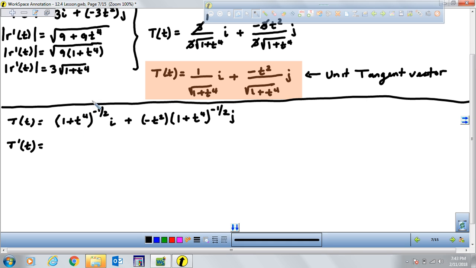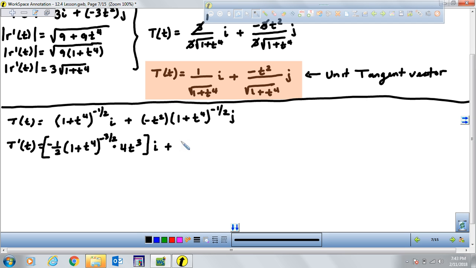Remember, we have to apply the power rule but also the chain rule because we have a function inside. So we bring the power over, so that's negative 1/2 times 1 plus t to the 4th, and then subtract 1. Negative 1/2 minus 1 is negative 3/2. But then we need to multiply times the derivative of the inside. The derivative of this inside function, that's the chain rule, would be 4t to the 3rd power. And that would be my i component.